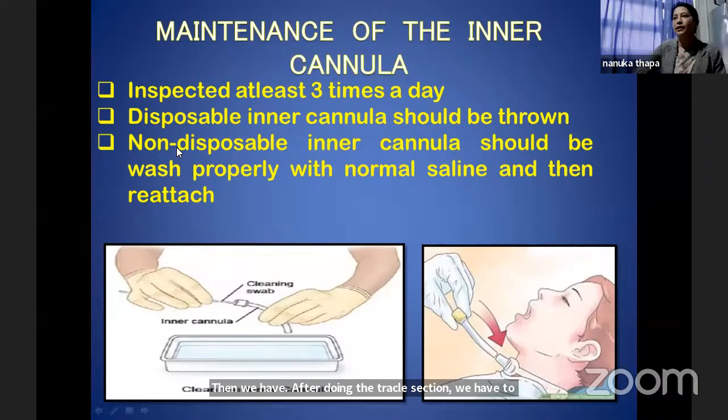So how to maintain the inner cannula? Suppose a patient has a double lumen tracheostomy tube, so we have to do the inspection three times a day. If there is any blockage, then, suppose it is a disposable inner cannula, that disposable one should be thrown off. If it is non-disposable, the inner cannula should be washed properly with normal saline and then reattached. Okay.